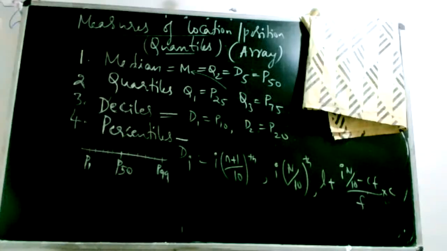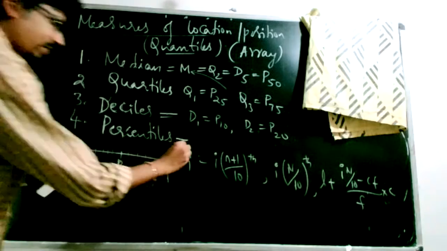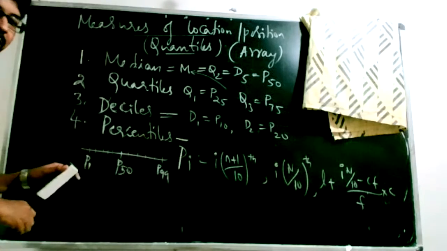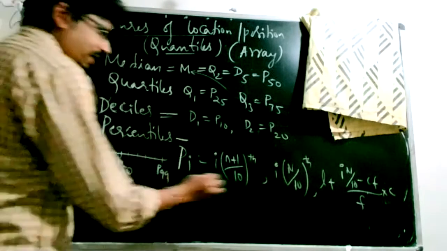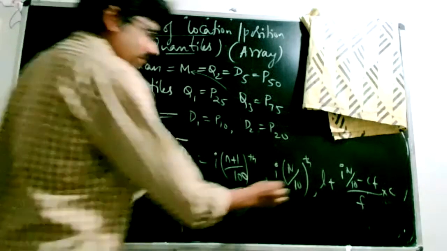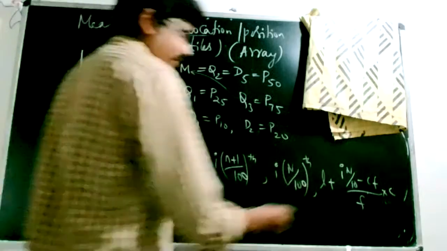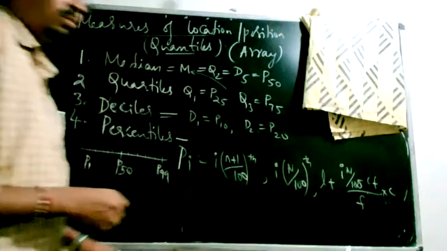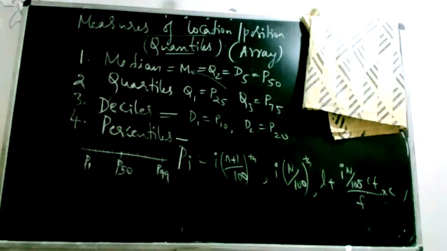And when you look into the formulas, your Pi, the ith percentile for raw data, is i(n+1) by 100, i·n by 100 for discrete data, and L plus (i·n/100 minus Cf) into C divided by f for continuous data.